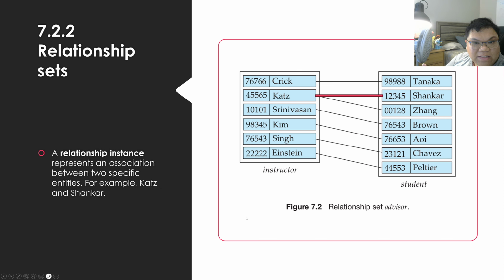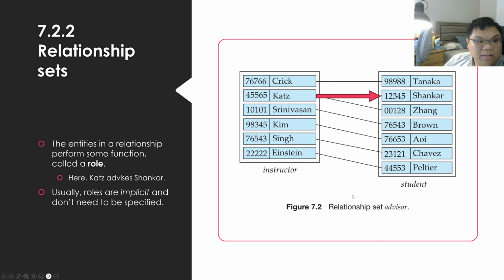If we want to talk about a specific advising relationship between instructor and student, we call that a relationship instance. Say, Katz and Shankar. Katz is advising Shankar. Shankar is being advised by Katz. The entities in a relationship perform some function, and we call that a role.